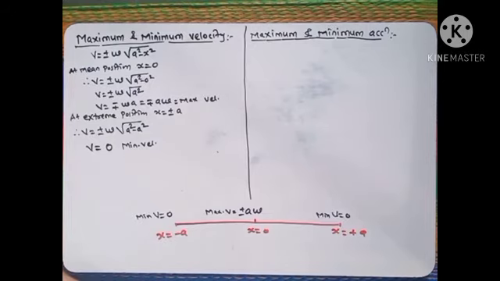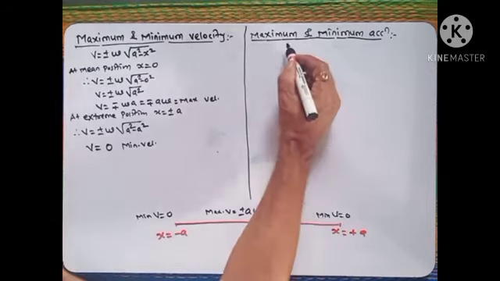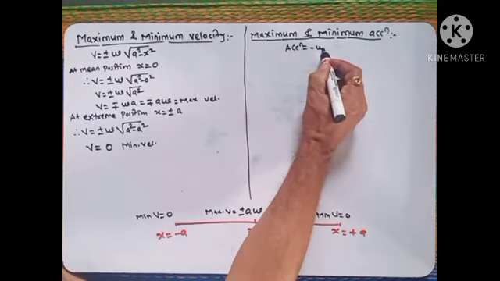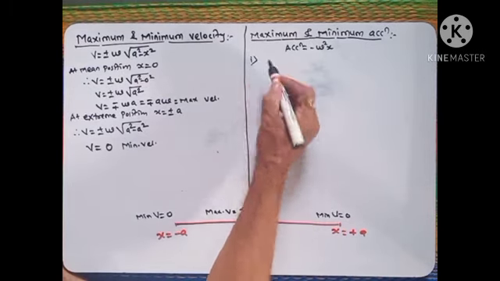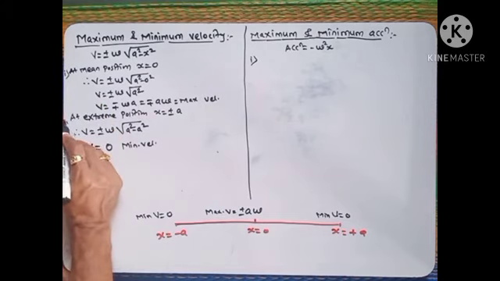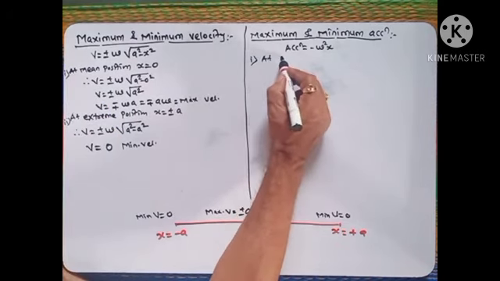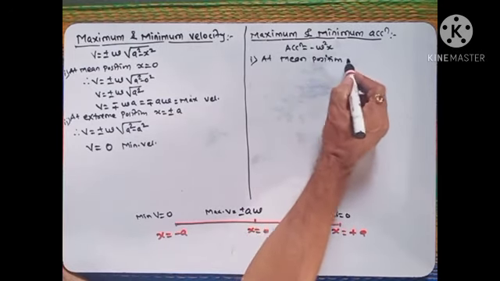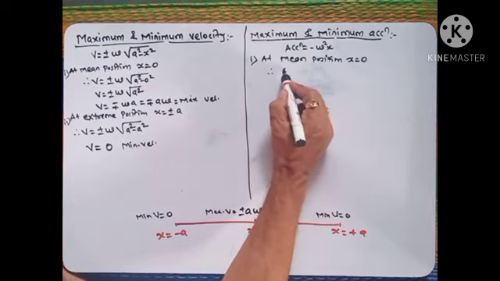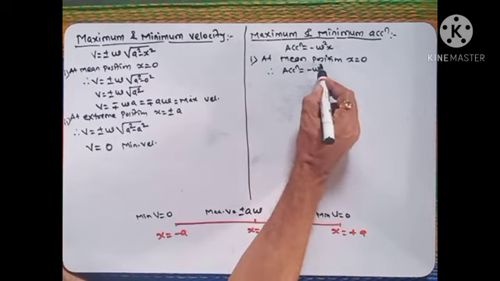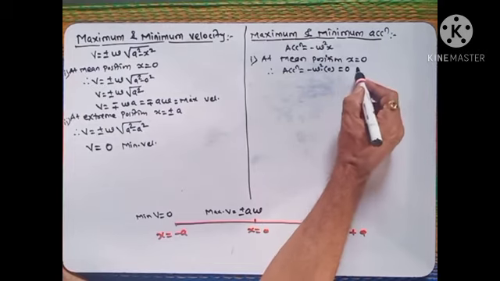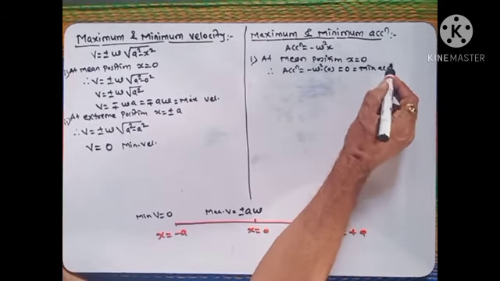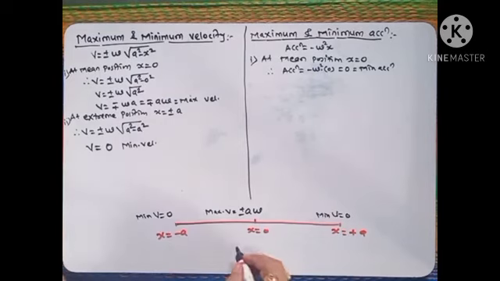Now for maximum and minimum acceleration, you know acceleration is equal to minus omega square x. We consider the first case. At mean position, x equal to 0, and therefore acceleration is equal to minus omega square into 0, which is equal to 0. This is the minimum acceleration. At mean position, acceleration is minimum, which is equal to 0 here.